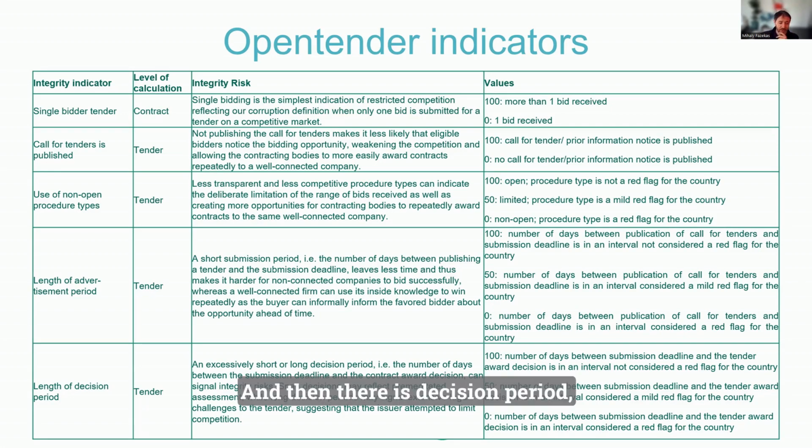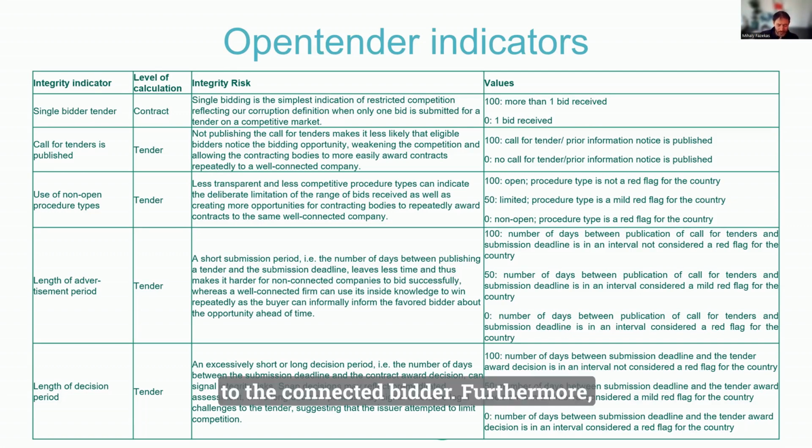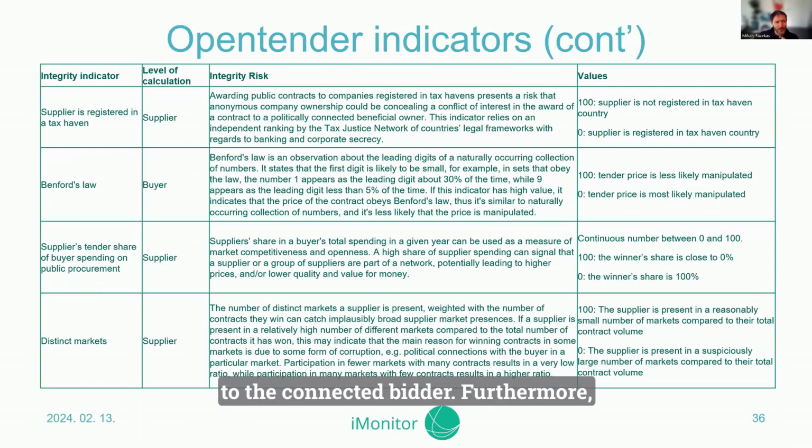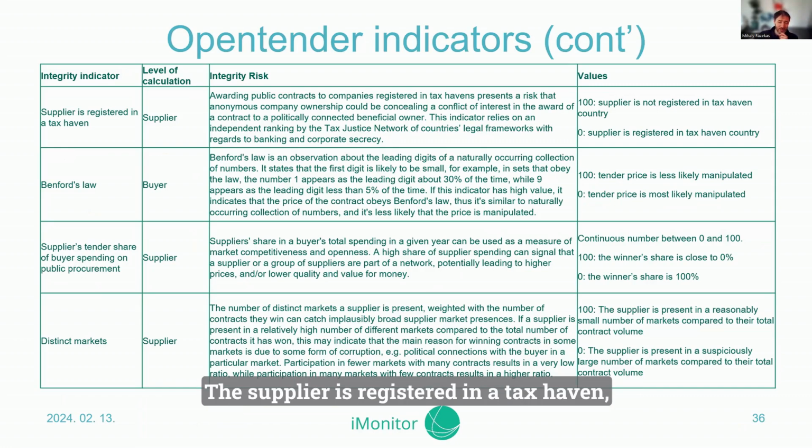And then there is decision period, when the decision is very snap. So it doesn't seem to be the case that the buyer genuinely considered and compared different bids, just awarded the contract to the connected bidder. Furthermore, there is supplier registration in tax haven. This again is something we have seen. So if the supplier is not registered in a tax haven, the value is 100. If the supplier is registered in a tax haven, the value is 0, so that's low integrity.